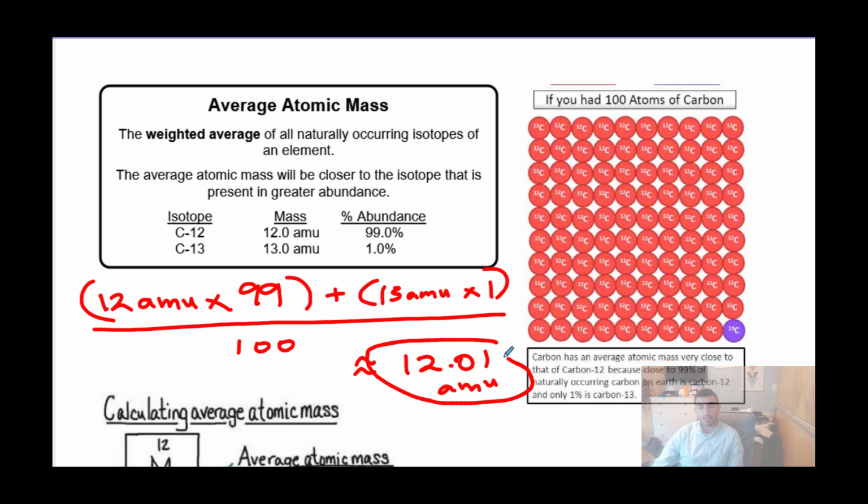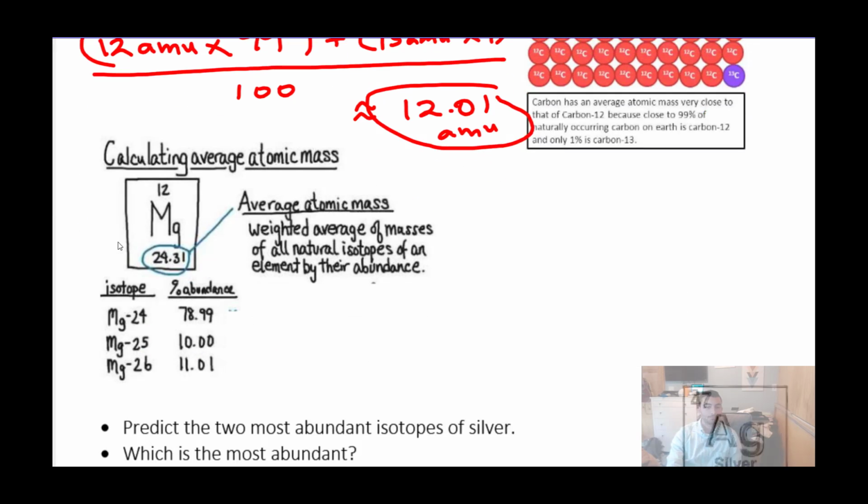What this tells us is that the majority of carbon atoms have a mass of 12 AMU, and that's reflected in this average atomic mass here. It's closer to 12 because carbon 12 is more abundant in nature.